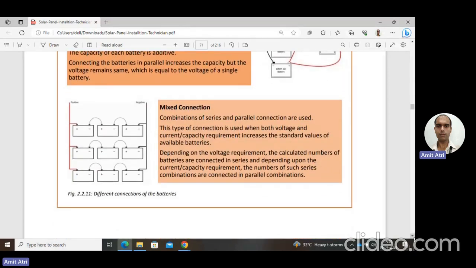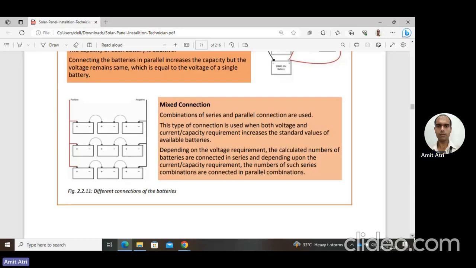Now mixed combination: here we have a combination of series and parallel both. This type of connection is used when both voltage and current are to be achieved up to a desired level. Like with the series one, we have achieved the voltage level; now we further make a parallel connection when we want to increase the total current.